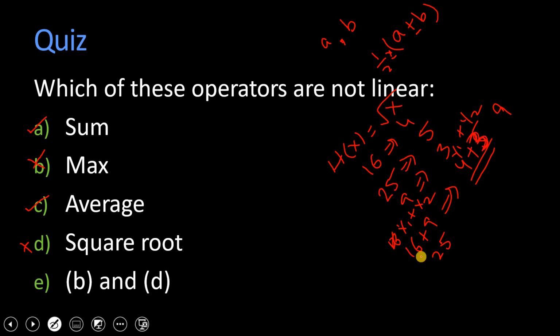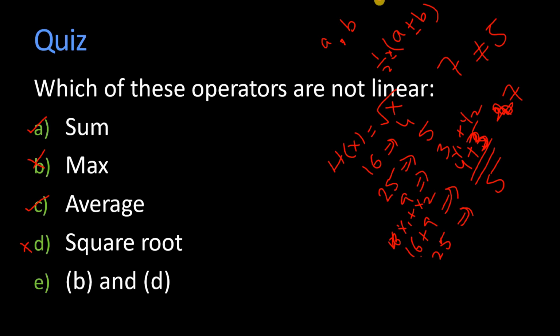But here it is not the same. For 16, the square root is 4. For 9, the square root is 3. So 4 plus 3 is 7. 7 is not the correct answer, because the answer should be the square root of 25, which is 5. So 7 is not equal to 5, so square root is not linear.